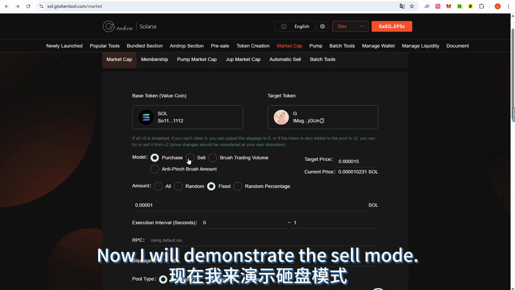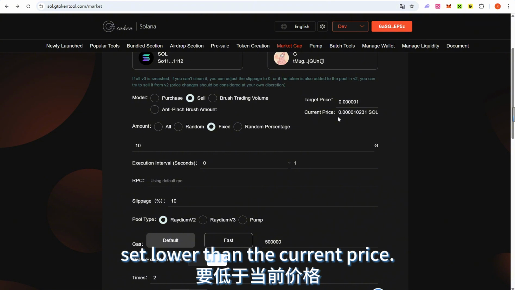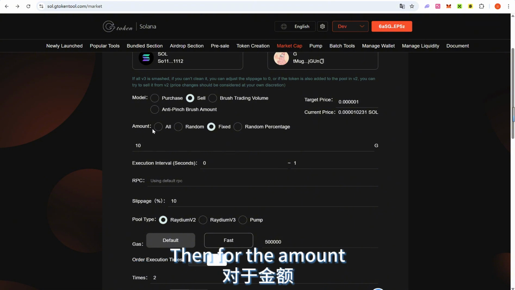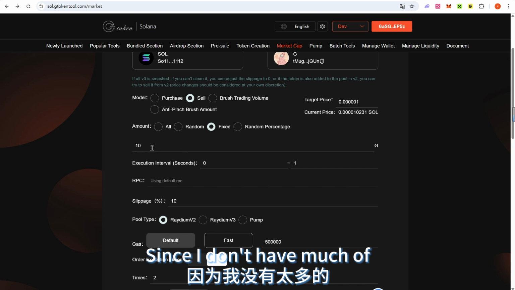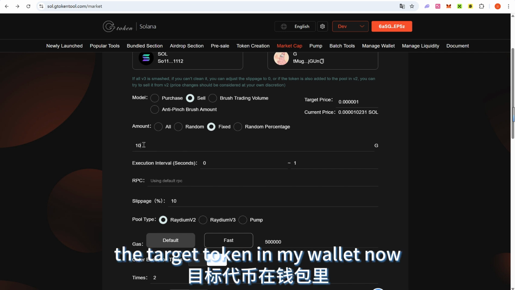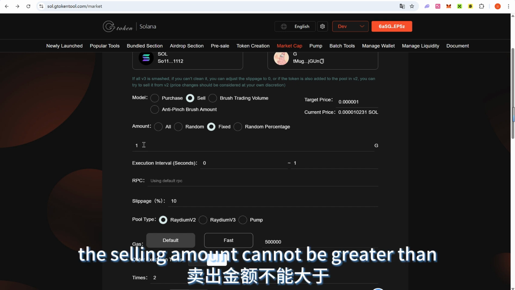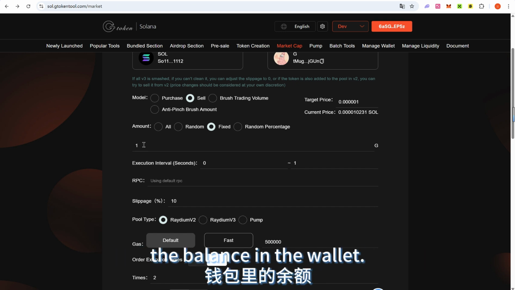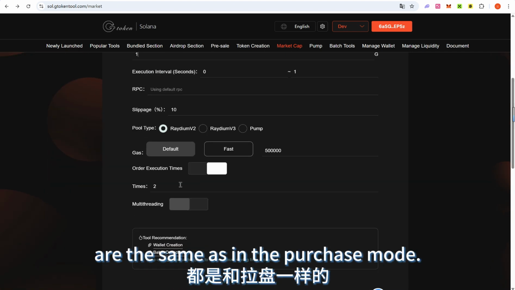Now I will demonstrate the selling mode. In this mode, the target price should be set lower than the current price. Then for the amount, we still choose the fixed amount. Since I don't have much of the target token in my wallet now, I set it to 1 here. You need to pay attention to that. The selling amount cannot be greater than the balance in the wallet. Then the following settings are the same as in the purchase mode.